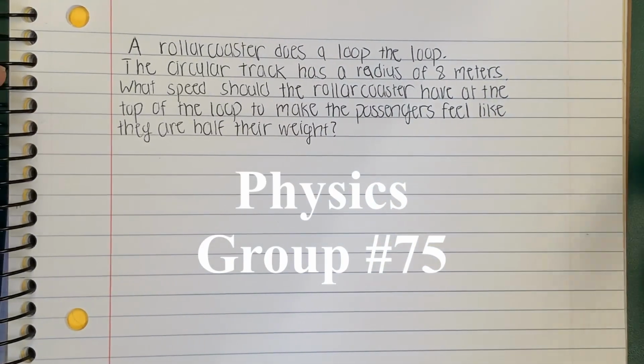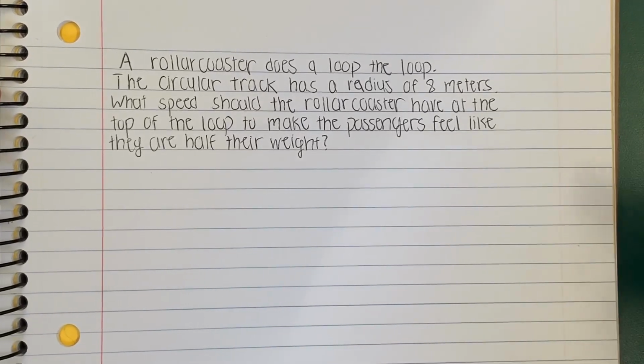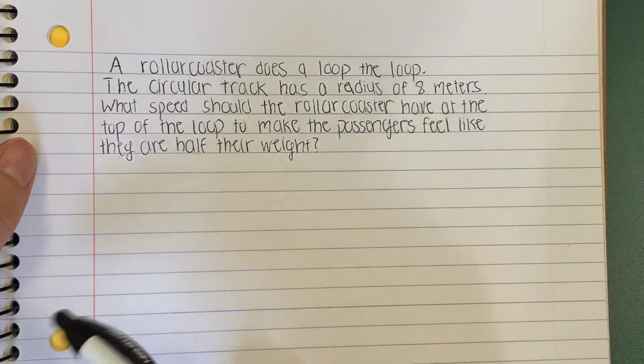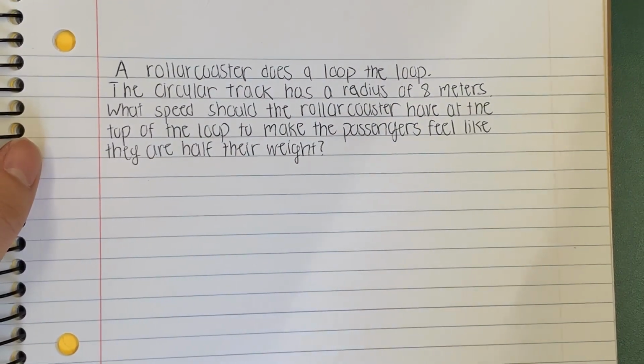So the problem that we're given is that a roller coaster does a loop-the-loop and the circular track has a radius of 8 meters. And the question is asking what speed should the roller coaster have at the top of the loop to make the passengers feel like they are half their normal weight.